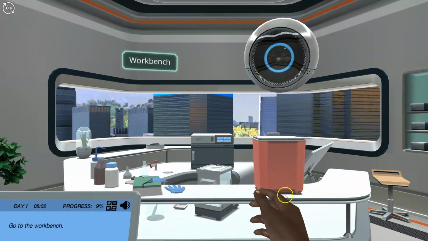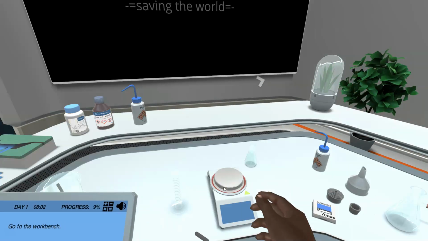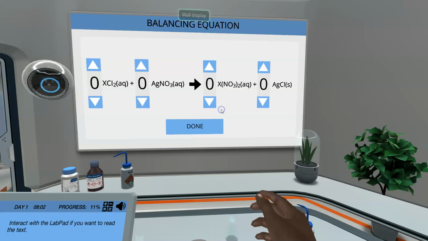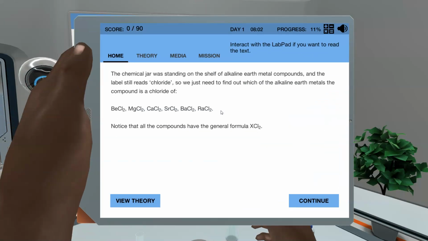Go to the workbench. Take a look at the wall display and click it. The chemical jar was standing on the shelf of alkaline earth metal compounds, and the label still reads chloride. So we just need to find out which of the alkaline earth metals the compound is a chloride of: beryllium, magnesium, calcium, strontium, barium, or radium. Notice that all the compounds have the general formula XCl2.